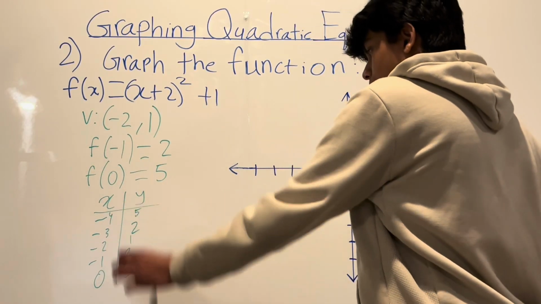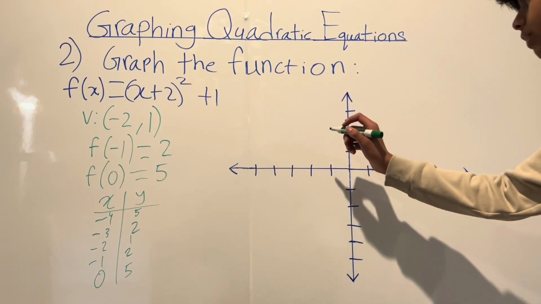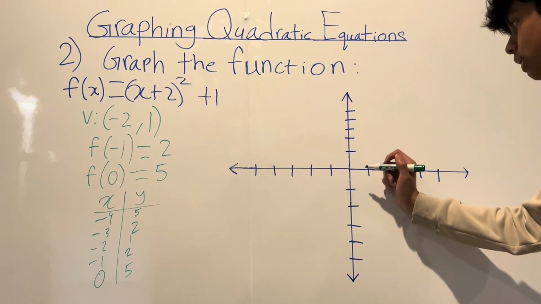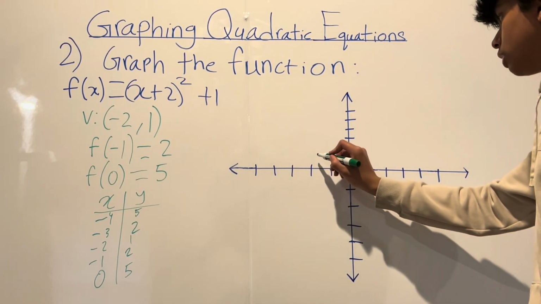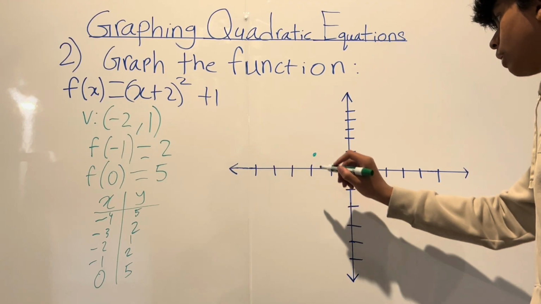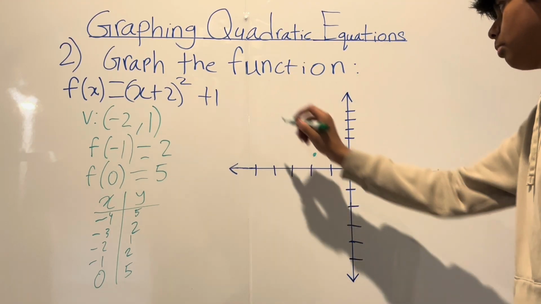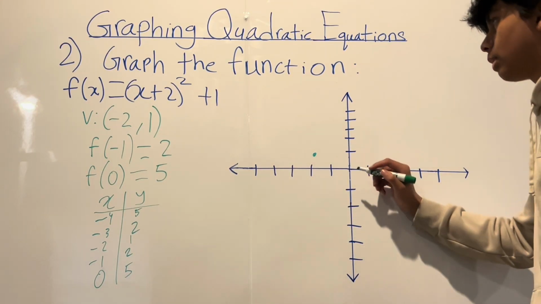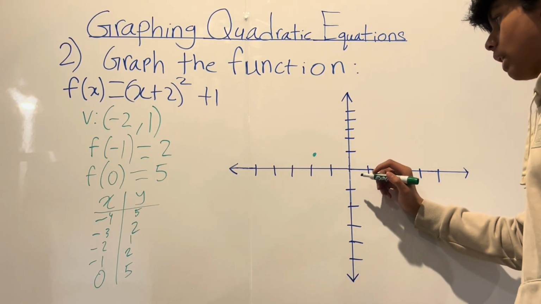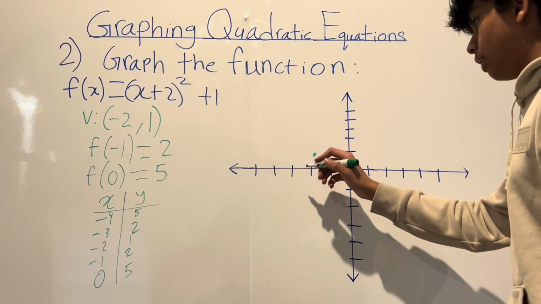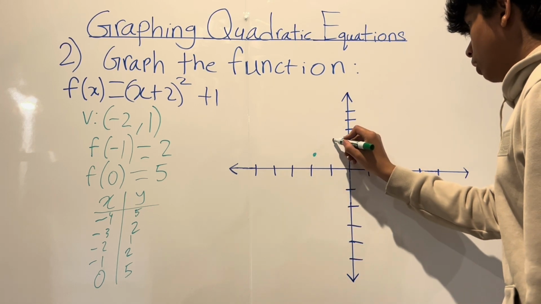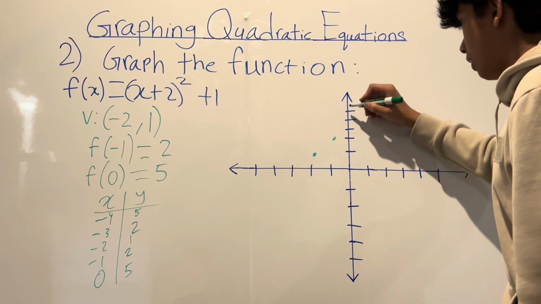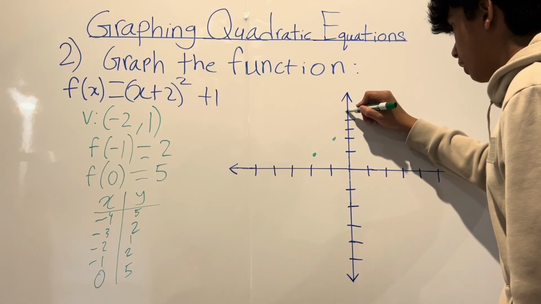So we have our 5 points here, so let's graph it over here. So our vertex is -2, 1, so our vertex is over here. And the graph is going to be sloping upwards, right? Because A is just 1, and that's a positive number. So now let's graph our points to the right. So -1, 2 over here, and 0, 5, which is over here.